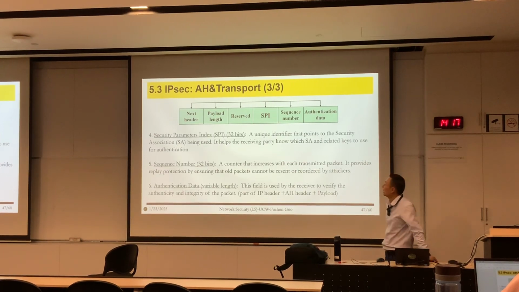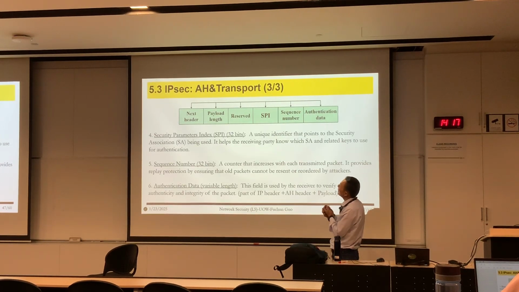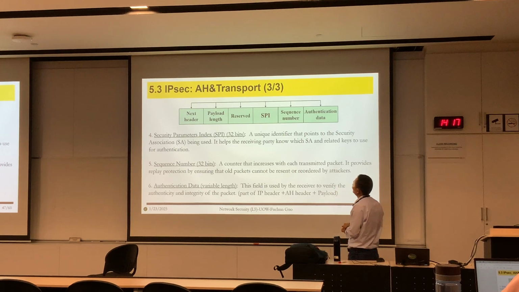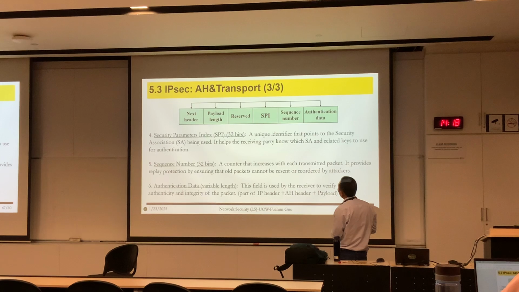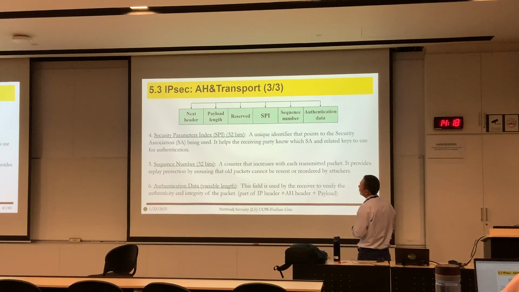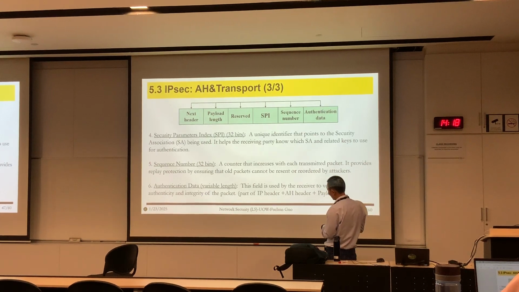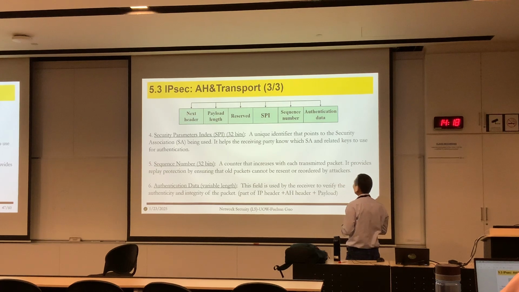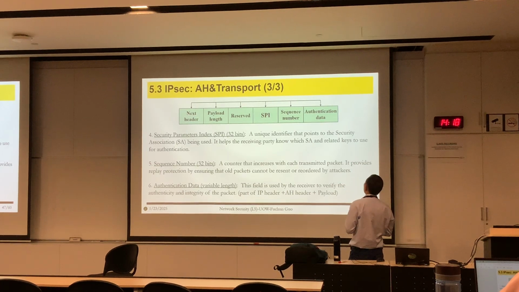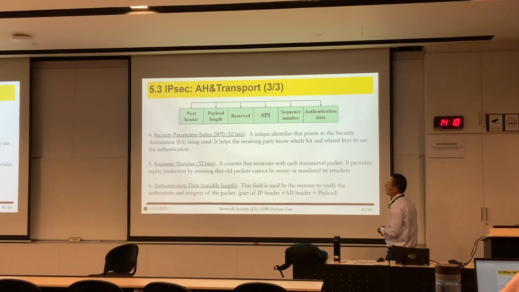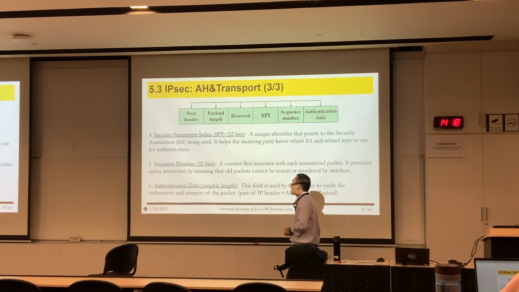And there's something important called security parameter index. This is a unique identifier that points to the security association being used. It helps the receiving party know which SA and related key to be used for authentication. So how to understand this one?